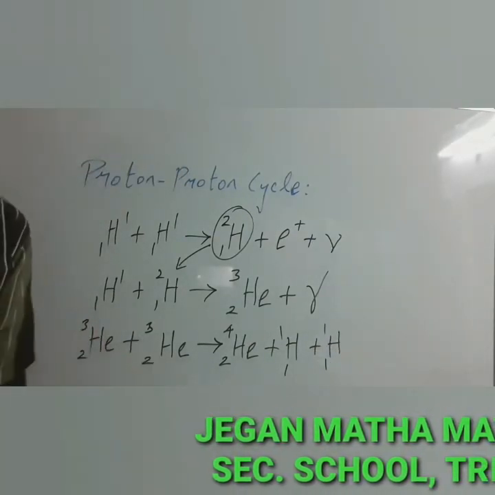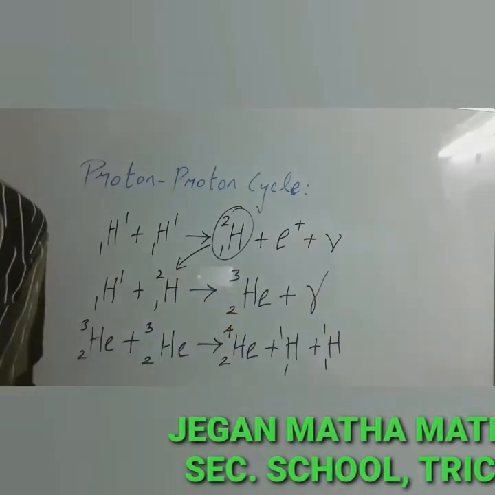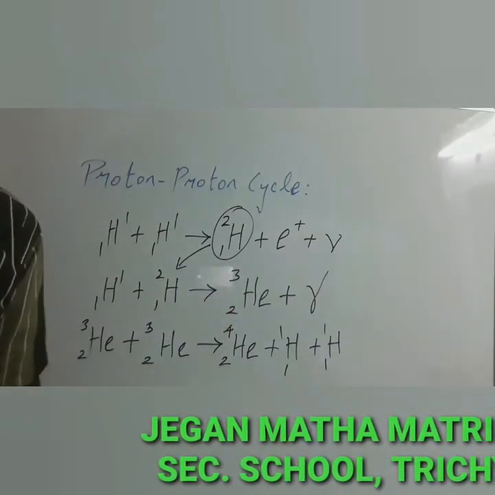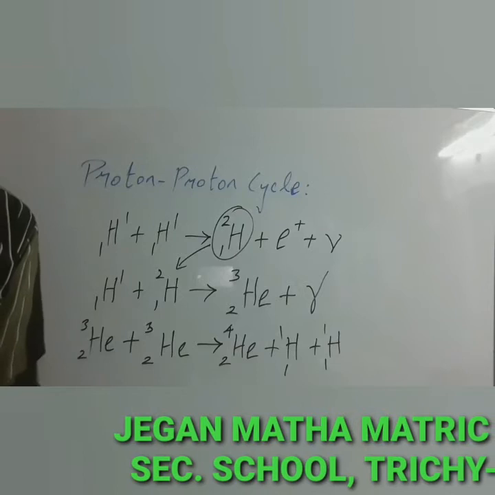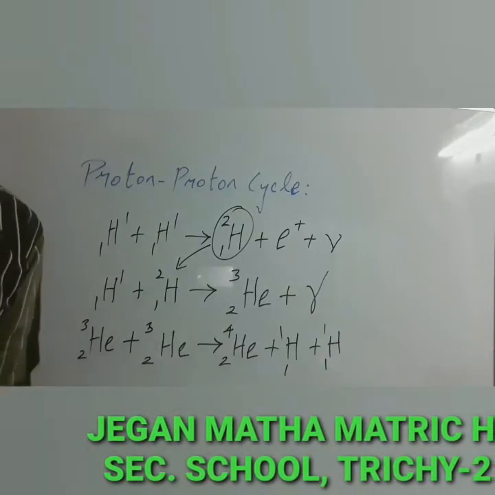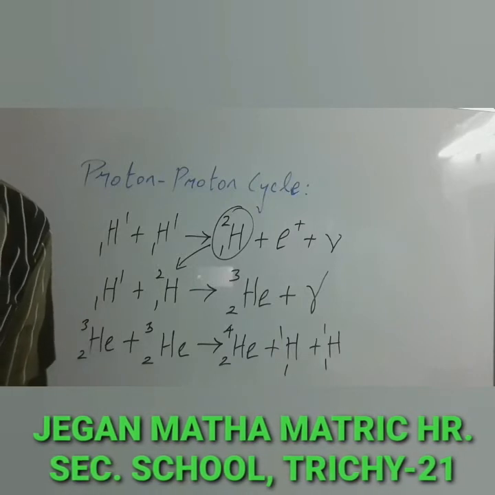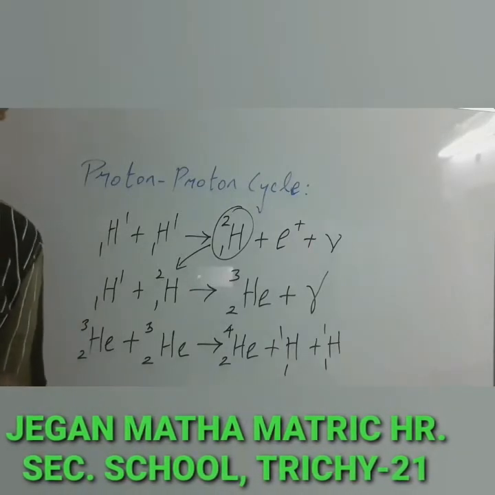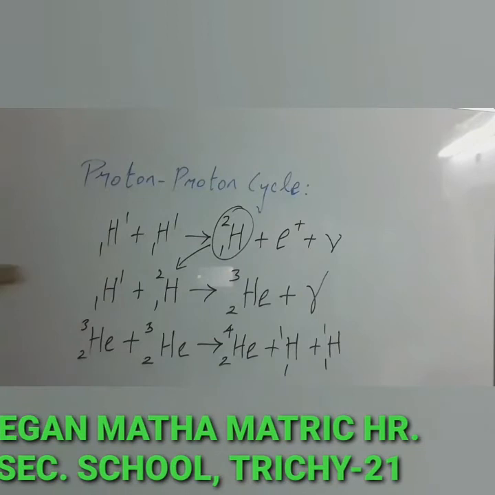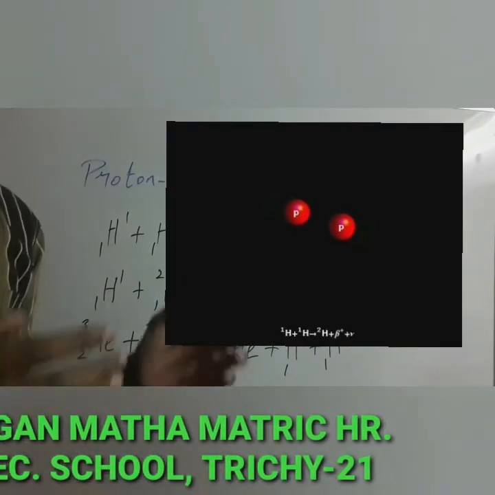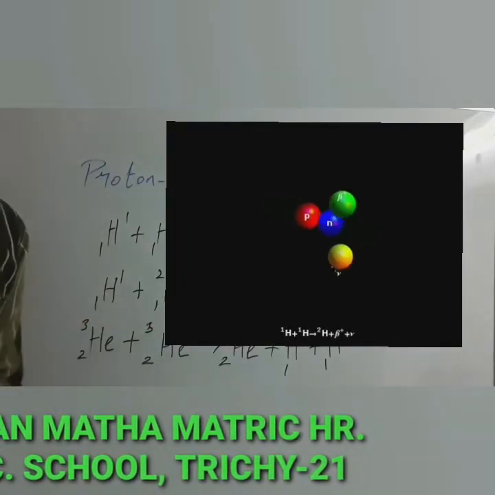The overall energy produced in the above reaction is about 27 million electron volts. The radiation energy we receive from the sun is due to the fusion reaction. Through this video you can understand the proton-proton cycle.